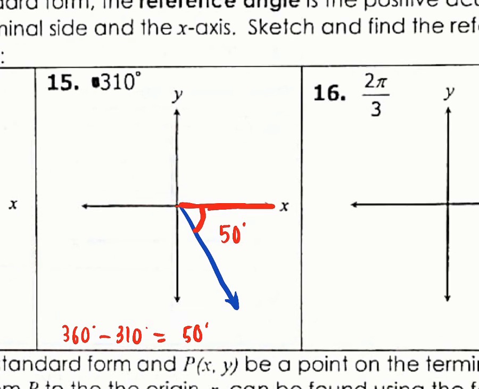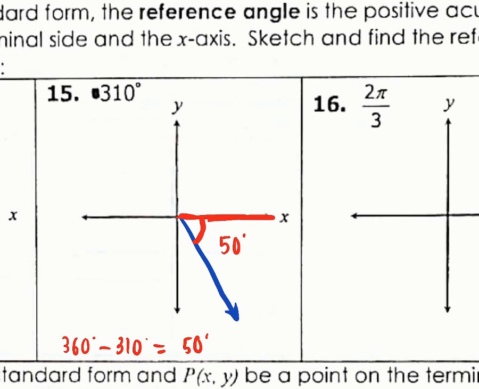Okay, let's do one right here that's in radian mode. Do y'all know how to graph radians? So what are we going to do? Change it to degrees. Multiply by 180 over pi. Isn't that what we were doing earlier? The pi's cancel. So you're going to go to your calculator and type in 2/3 times 180. That's 120 degrees.